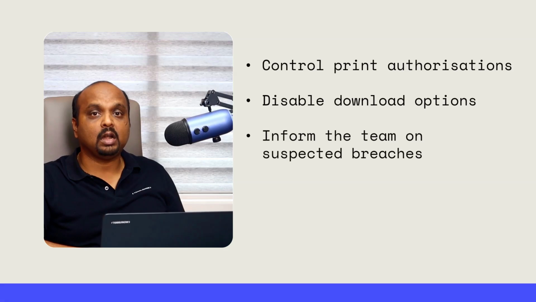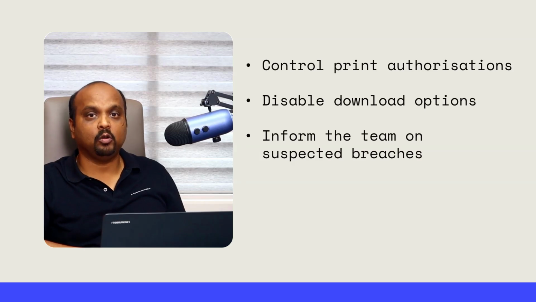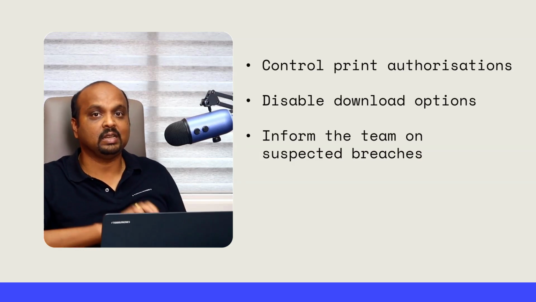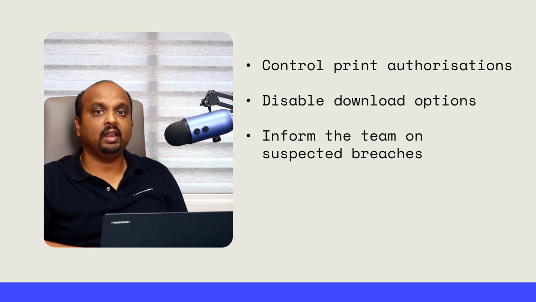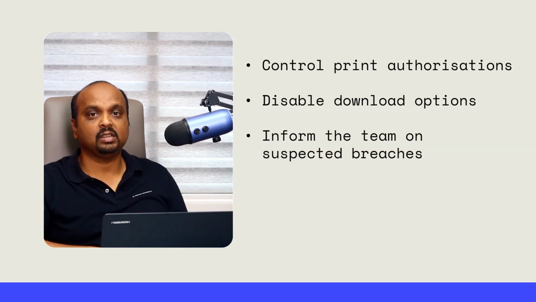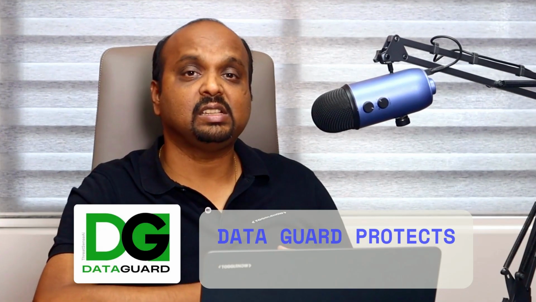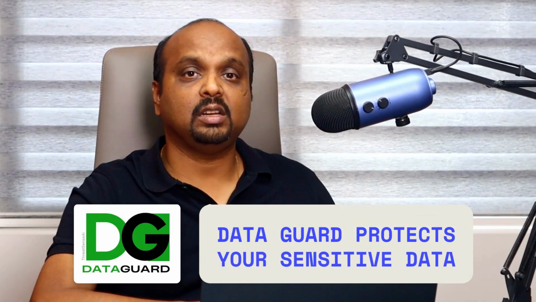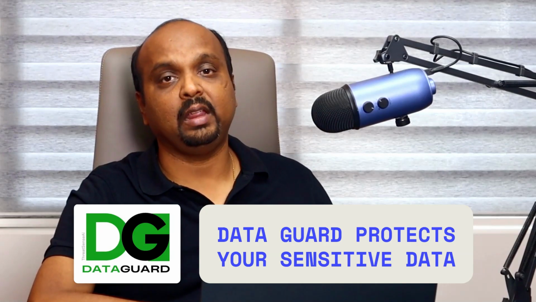Similarly, you can control the print authorizations, you can disable print, you can disable the download option. When he tries to download, it doesn't download anything, except it gives a notification that you cannot download, or that you have downloaded this critical data, and it can even send a notification and copy his manager in the respective notification. So this is how Data Guard protects your sensitive and critical data in the SAP systems.